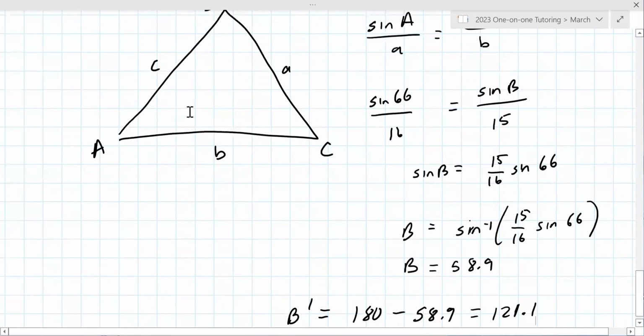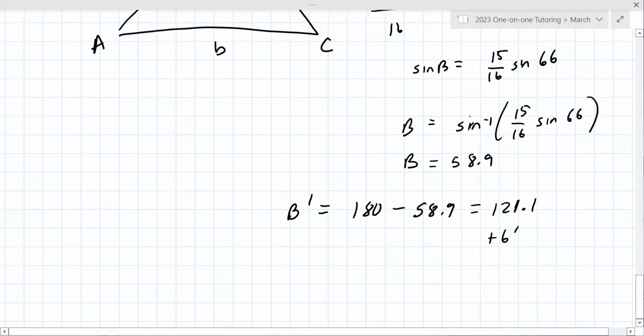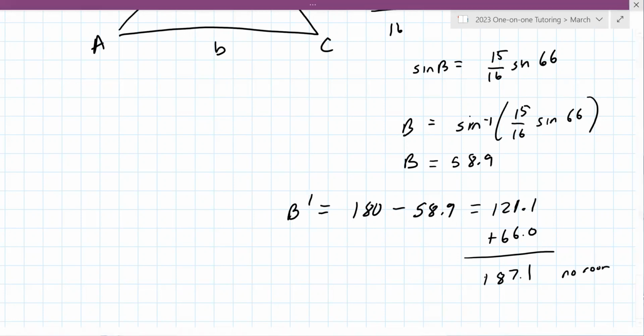Now you go back to your previous angle, 66, and you add 66 to this, and you see if there's room, meaning is the sum less than 180? If there's room, the other angle will fit. You can see pretty quickly here, you don't need to calculate this, 187.1. There is no room for this. So there is not a second triangle.